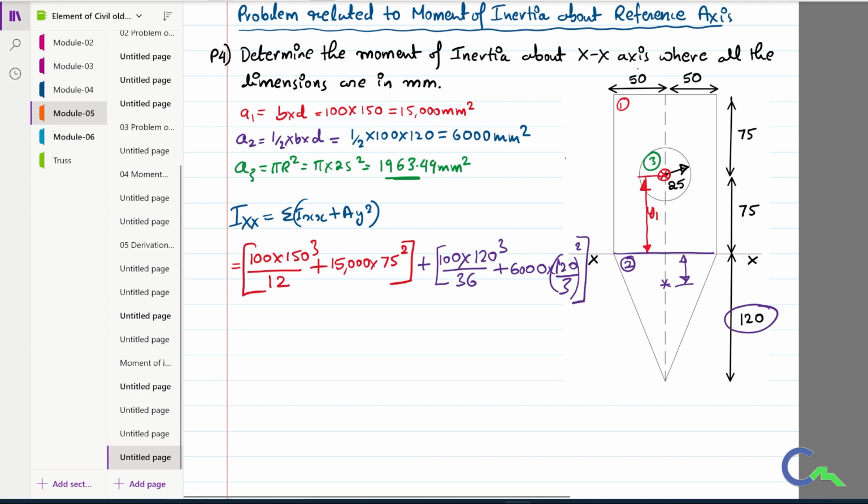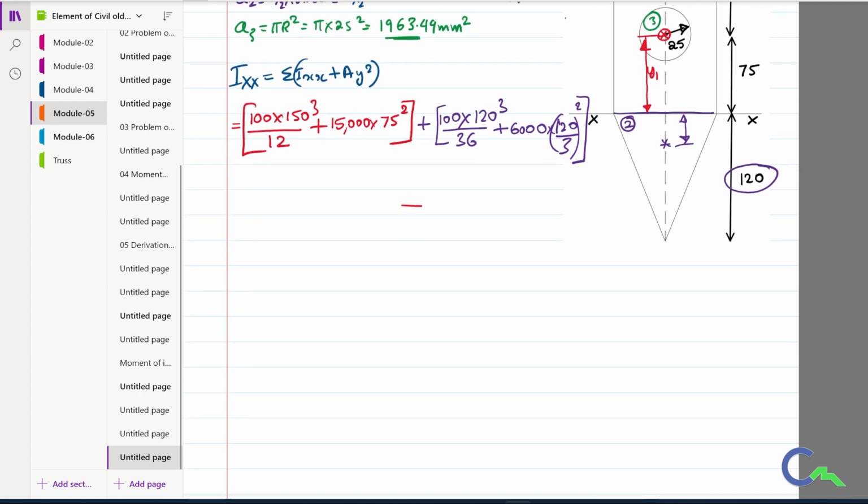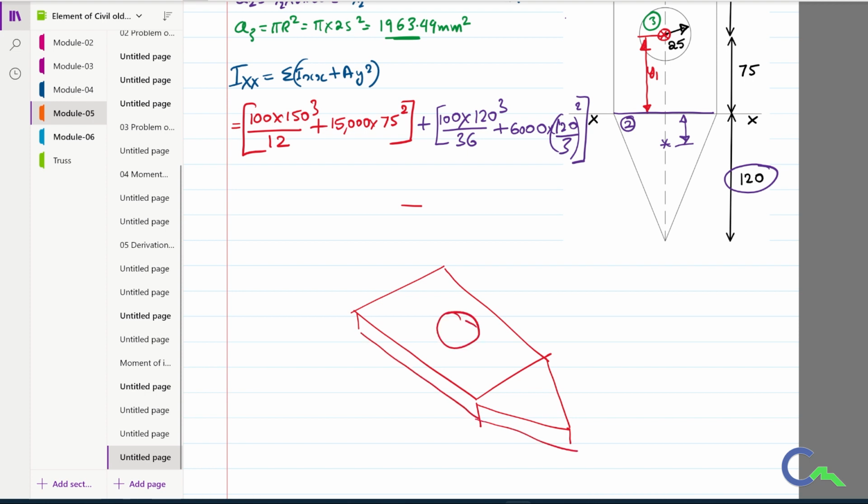Then we have the third figure, the circle, which is the opening, therefore I am going to deduct it. If any shape overlaps, and if you try to draw this diagram in 3D, it is something like this. The circle is an opening that overlaps the rectangle, therefore it is an opening.